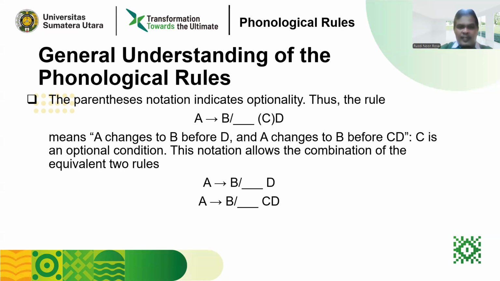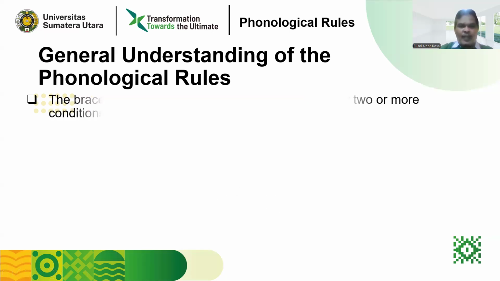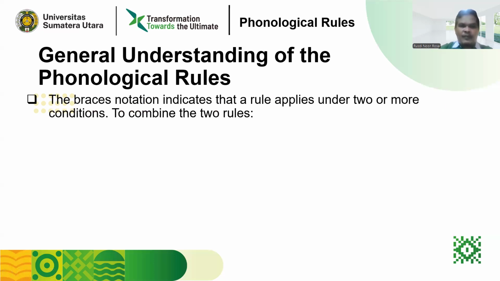So as you can see here, if we want to separate this one rule into two rules, we have it like this. A changes to B whenever A is placed before D, or A changes to B whenever A is located before C and D.